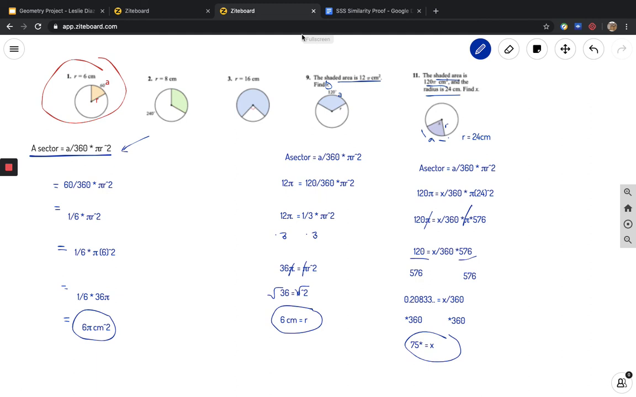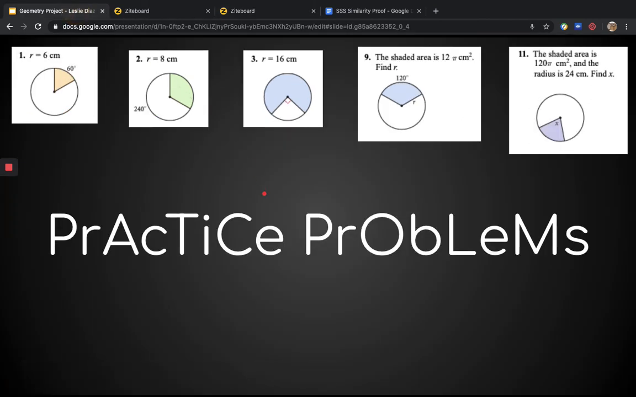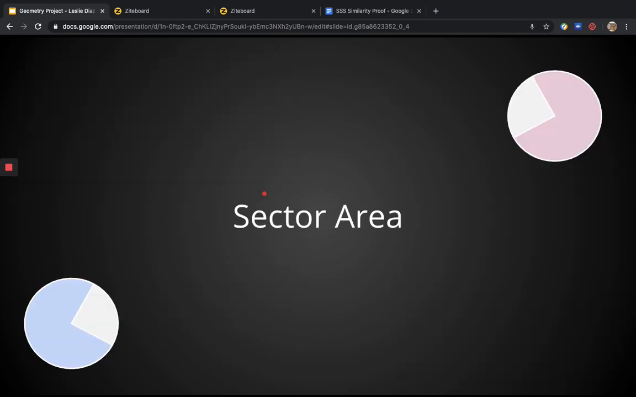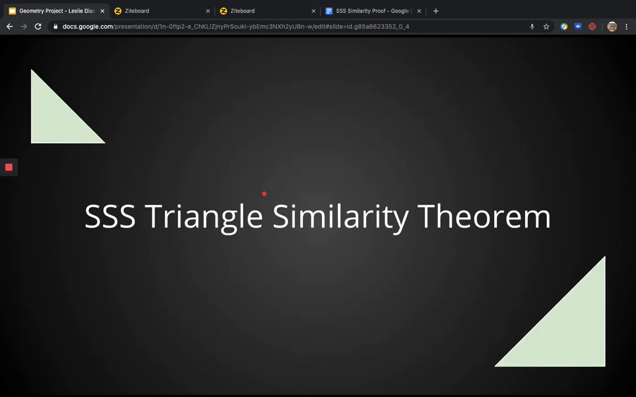And we learned how to find the area of a sector and how to prove the SSS triangle similarity theorem.